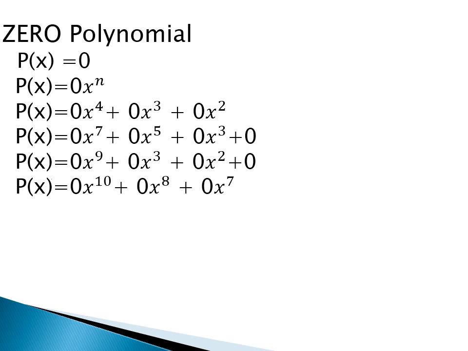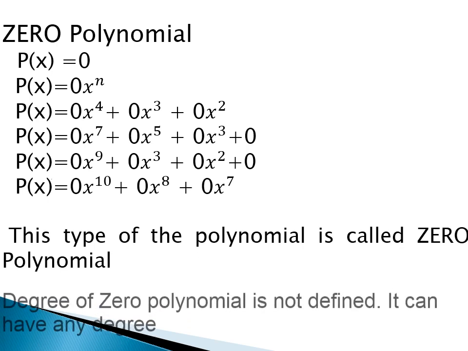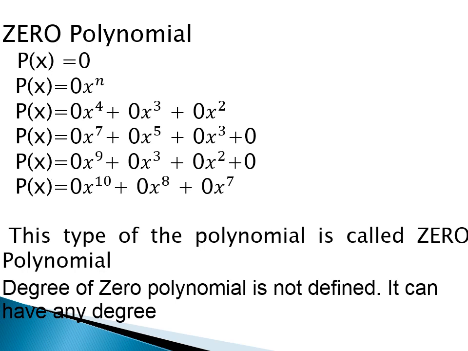What is the highest power there? That is 10. So 9 and 10 are the highest powers here. One 0 only we have used and we got different degrees. So the 0 polynomial can take any degree. Now what is the constraint? This type of polynomial is called a 0 polynomial and its degree cannot be defined.